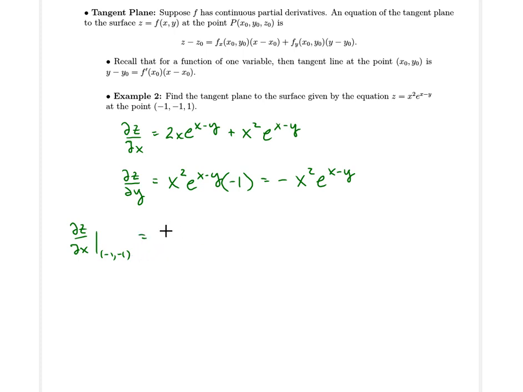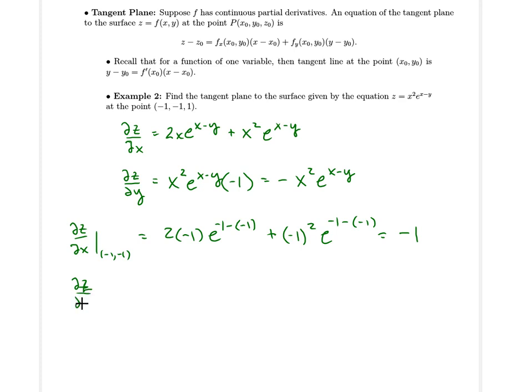And so 2 times negative 1, e to the negative 1 minus negative 1, plus negative 1 squared, e to the negative 1 minus negative 1. So these, of course, e to this stuff is just e to the 0. So we just have negative 2 plus 1. So negative 1 is what we get out of that.